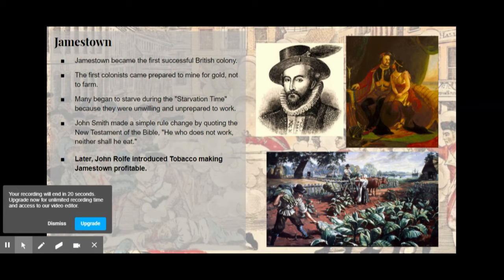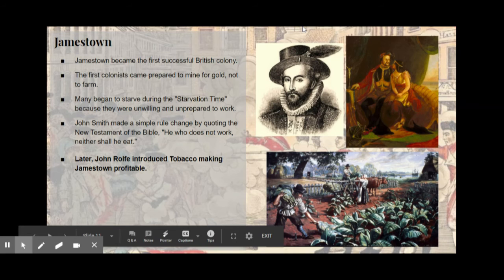Now, later it's going to be John Rolfe that actually marries Pocahontas. He's going to bring stolen tobacco seeds to Jamestown and be very successful at growing tobacco and then shipping it back to the Americas. With that wealth, he ends up actually buying a few slaves and becoming fairly successful, at least financially.